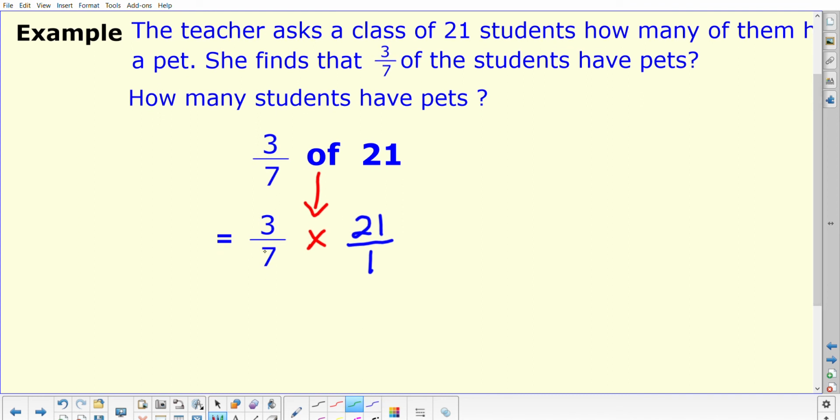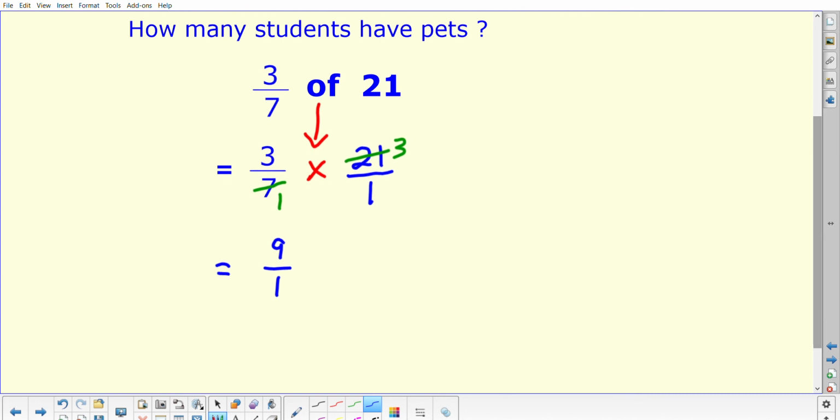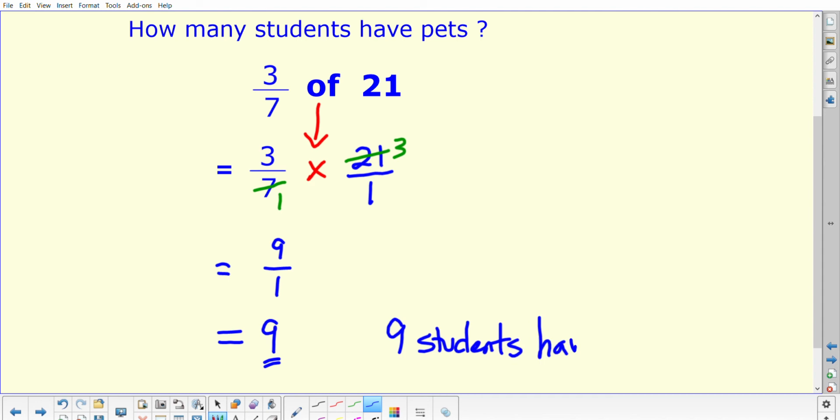So we can see that we can cancel between the 7 and the 21. They're both on the 7 times table. So 7 into 7 is 1, 7 into 21 is 3. That would give us an answer of 3 times 3 on the top there. You'd get 9 over 1. And any number, you've just seen that 21 is the same as 21 over 1. So 9 over 1 would be the same thing as the answer of 9. So 9 students in the class have pets. Right, that would be us working that out.